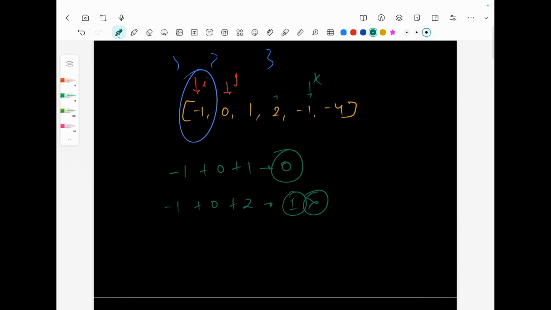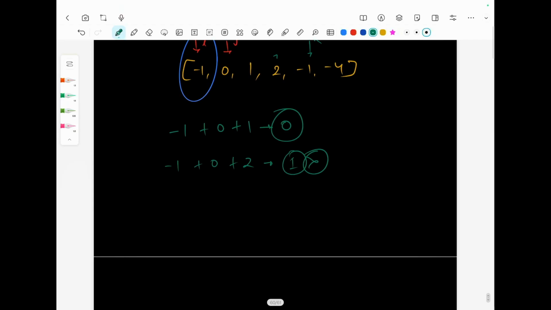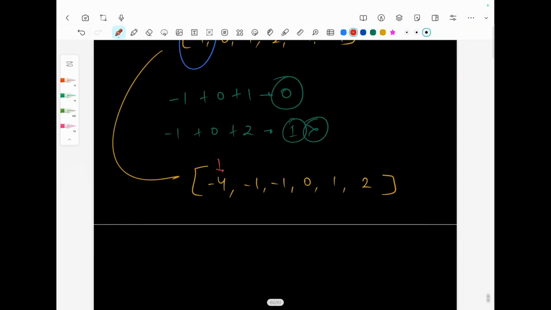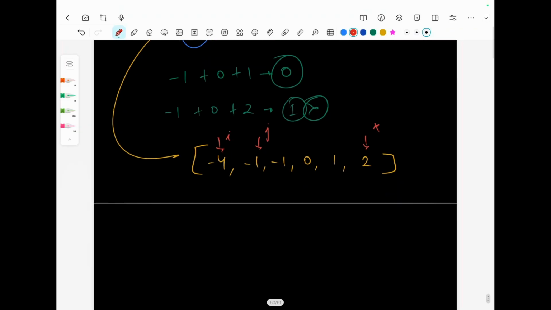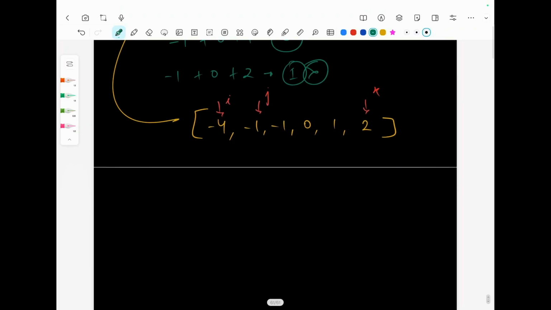So to create a condition where I can make my j and k dependent on something, for that I will sort this array. So it will be -4, -1, -1, 0, 1 and 2. Okay, so I have i here, j here, and I will start my k from here. So now I will move my j and k. So -4 plus -1 plus 2 is not an answer, right? But what is the sum? It will be -3, right?